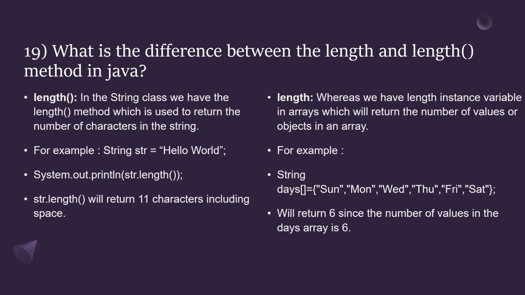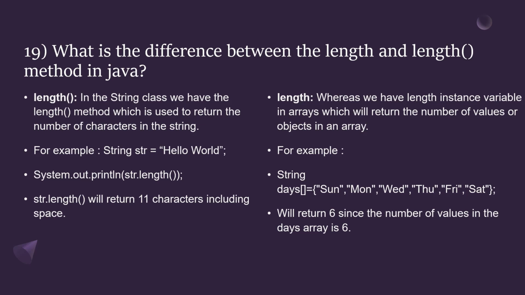Question 19. What is the difference between the length and length method in Java? Length. In the string class we have the length method which is used to return the number of characters in the string. For example, String str is equal to hello world. System.out.println(str.length()). str.length() will return 11 characters including space.